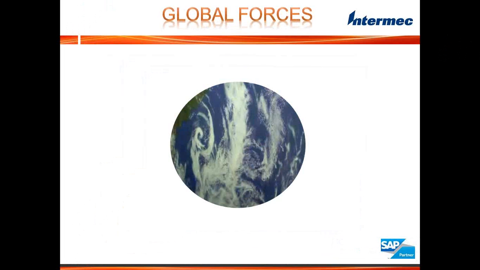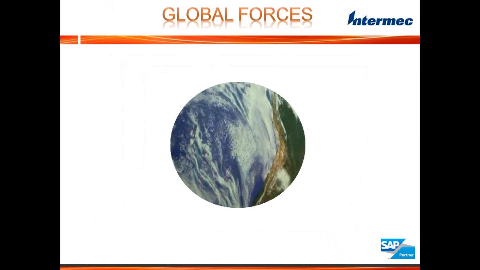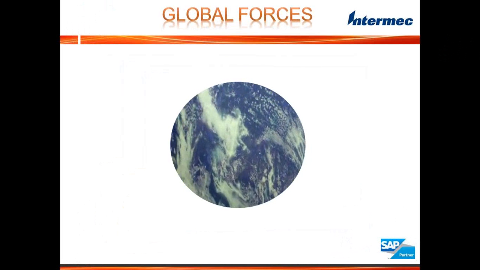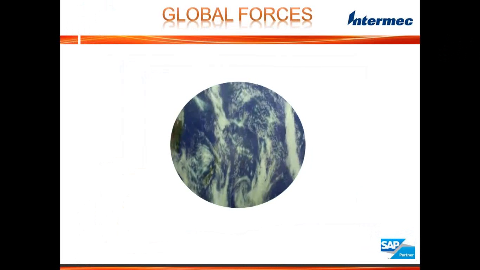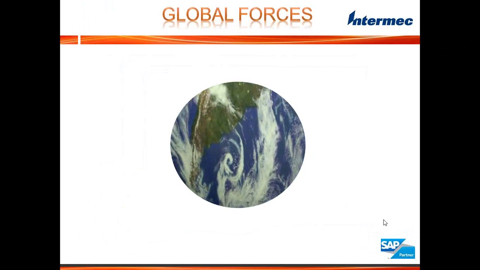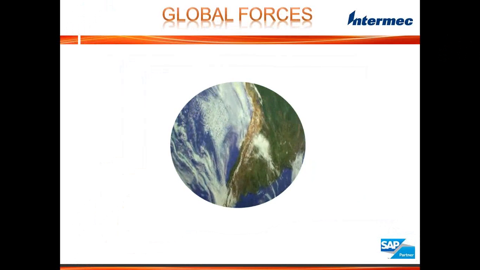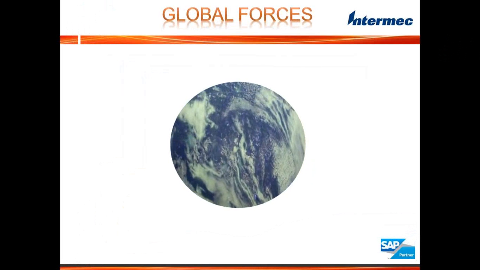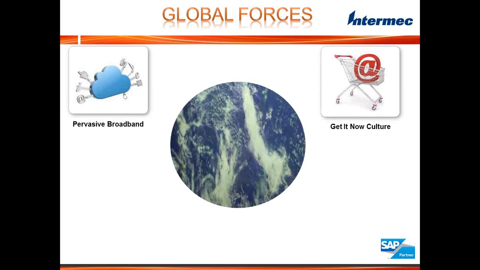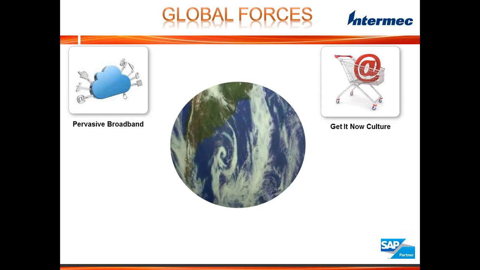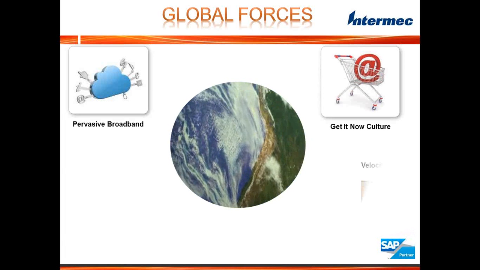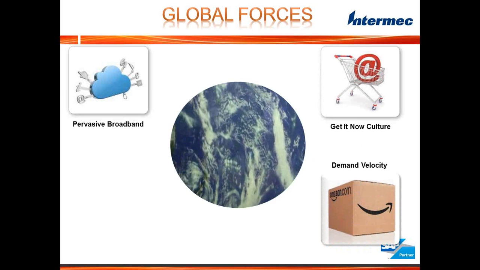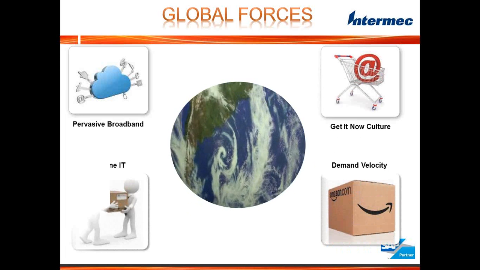There are some other global forces that are affecting what we're doing at Intermec and our strategies, and these are more focused on the distribution center environment. One is the pervasive broadband that exists. Everybody's connected all the time, whether through a personal device, an iPhone, an iPad, a laptop, whatever it may be. People are always connected, and that's creating this get-it-now culture.